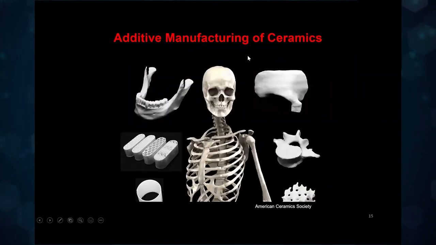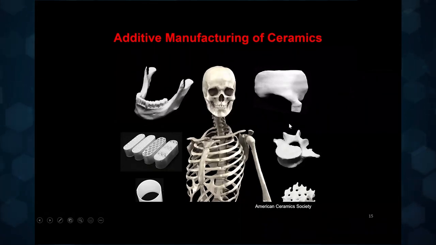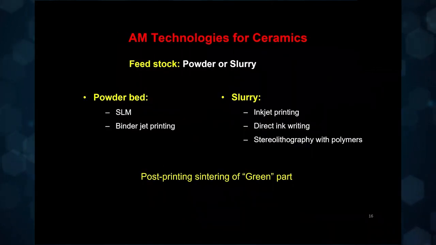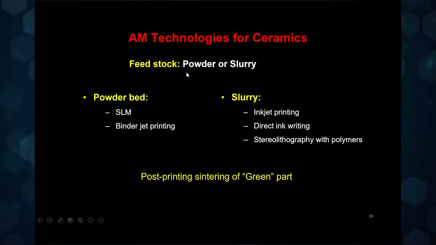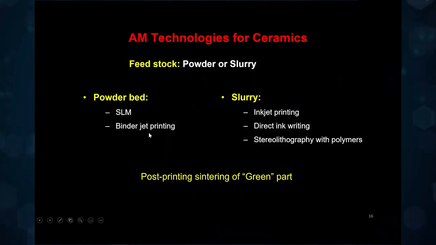So we'll switch from metals to ceramics. So here again, when you talk about ceramics, you're mostly talking about orthopedic and dental applications. And this is a nice image from the American Ceramic Society website, where they've shown a variety of devices that have been prepared by printing ceramics. And here again, you can classify the technologies for printing basically based on feedstock. So it could be powder or slurry. So with powder technology, of course, you can use that SLM-based technology where you use a laser to sinter the powder, or you can use binder jet, and we'll talk about that in a minute.